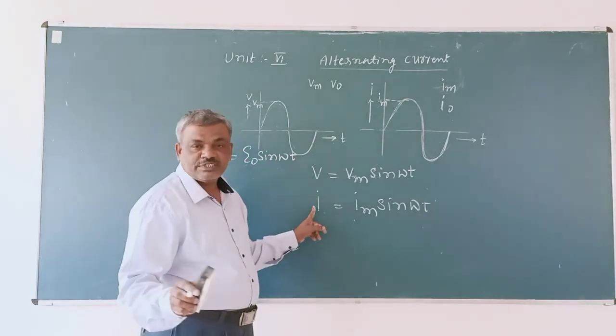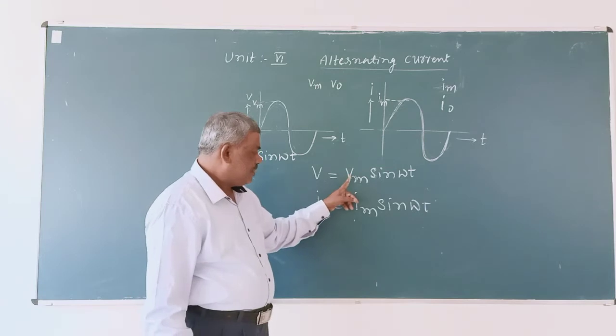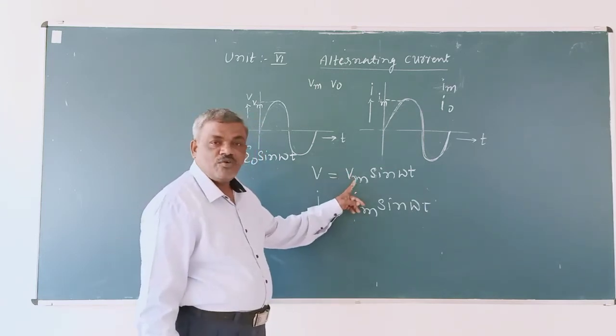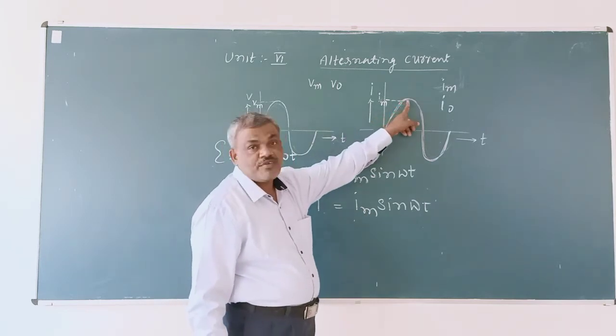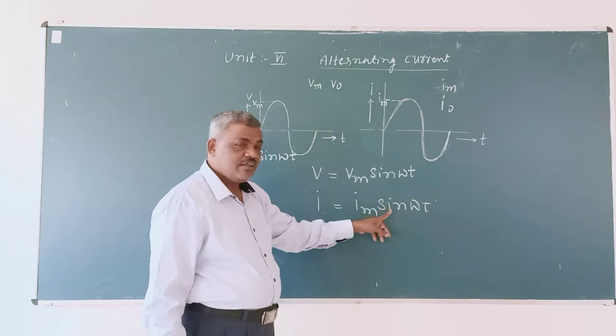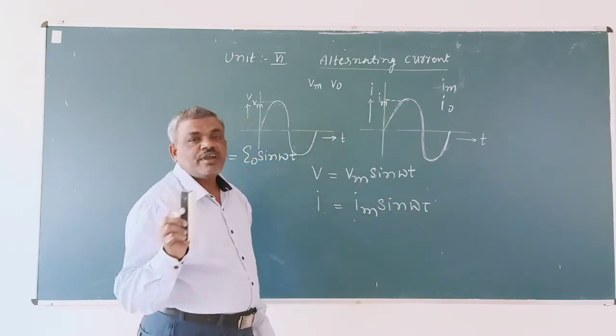V and I represent the instantaneous value of alternating voltage and current. Vm and Im are the peak or amplitude of alternating voltage and current, as shown in the graph. This maximum value is called the peak or amplitude. In the sine function, omega is the angular frequency and t is the time.